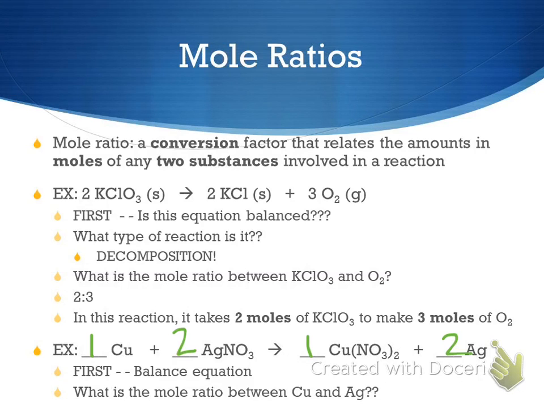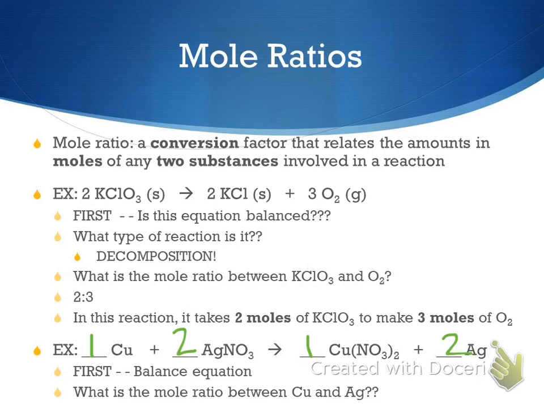Is that what we had balancing? 1, 2, 1, 2? Okay, you can leave the 1s off. So that means the mole ratio between copper and silver is what? 1 to 2, right? It takes 1 mole of copper combined with silver nitrate to form 1 mole of copper nitrate and 2 moles of silver.